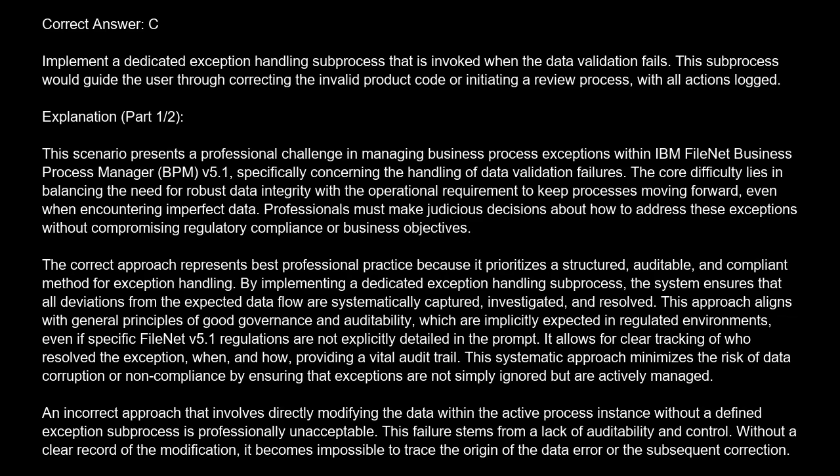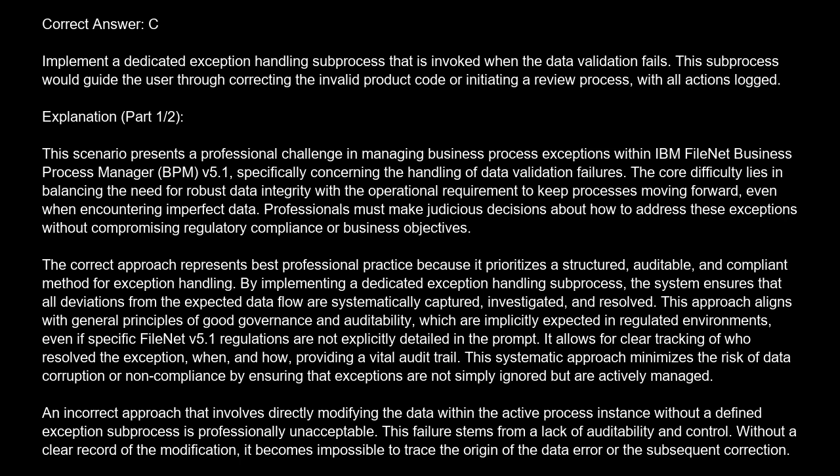The correct answer is C. Implement a dedicated exception handling subprocess that is invoked when the data validation fails. This subprocess would guide the user through correcting the invalid product code or initiating a review process, with all actions logged. Explanation. This scenario presents a professional challenge in managing business process exceptions within IBM FileNet Business Process Manager, BPM v5.1, specifically concerning the handling of data validation failures.